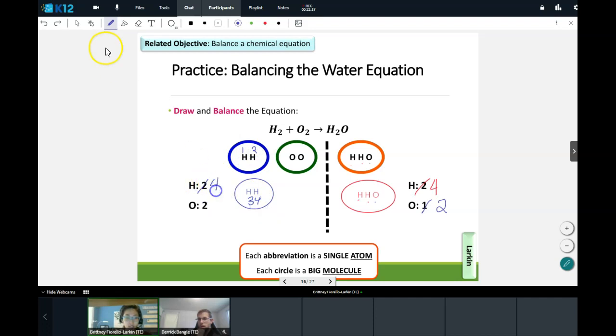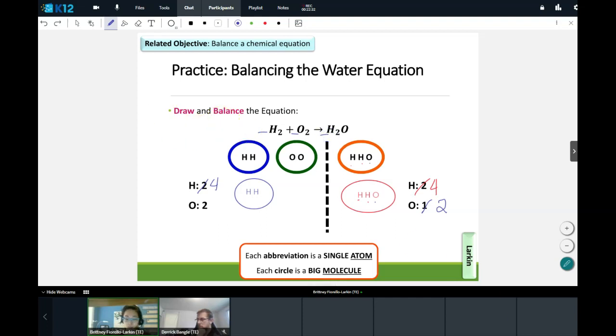Perfect. So now, is this balanced? Yes or no? Is this now balanced? Yes, absolutely. This is now balanced. Now, the last thing we need to do is figure out the coefficients, those big numbers that go in front of our molecules in our equation.